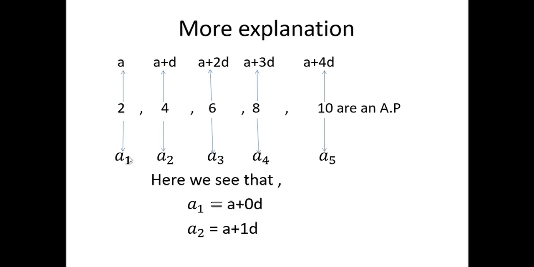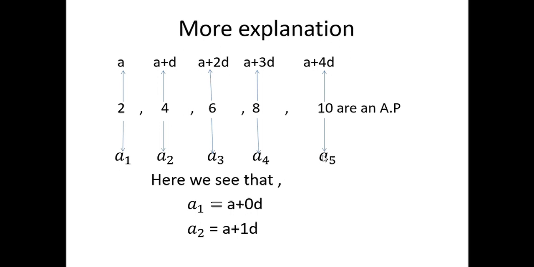In general, a1 equal to a, because first term equal to 2. a2 equal to a plus d, because d is 2 and a is 2, so 2 plus 2 equal to 4. a3 equal to a plus 2d, that is 2 into 2 is 4, plus a which is 2, so 4 plus 2 equal to 6. a4 equal to a plus 3d, 3 into 2 is 6, plus 2 equal to 8.